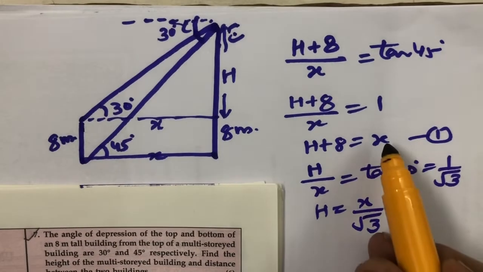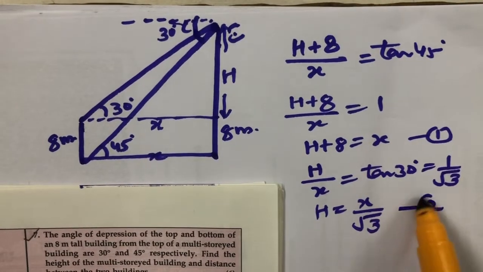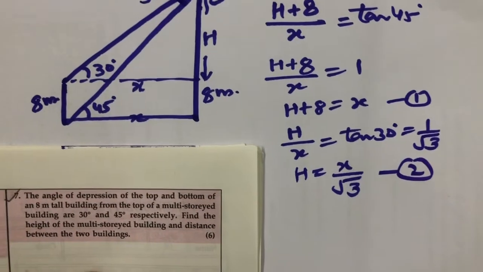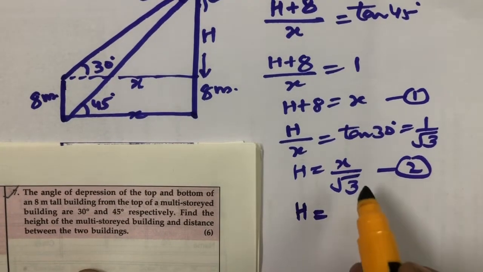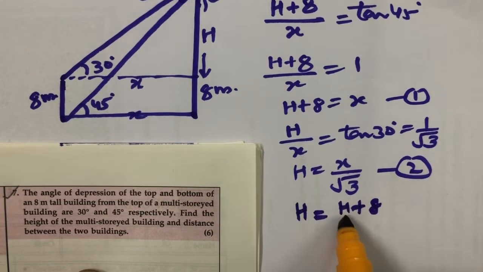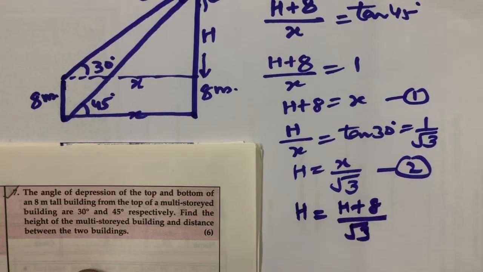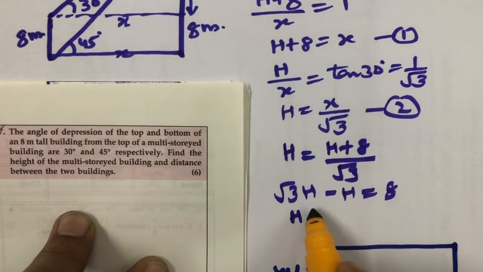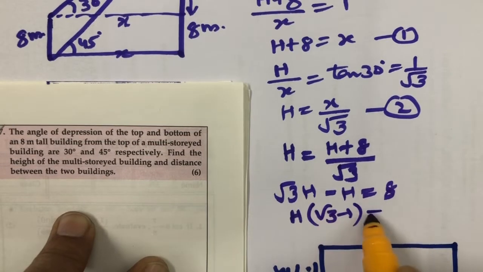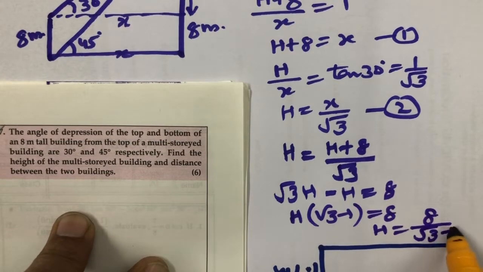The value of x we can shift from first to second. फर्स्ट में से हम x की वैल्यू को सेकंड में शिफ्ट कर देंगे. So h equals, in place of x, h plus 8 divided by root 3. Now cross multiply and get the final answer. Root 3 h minus h equals 8. So h is common, and root 3 minus 1 equals 8. Hence h equals 8 divided by root 3 minus 1.